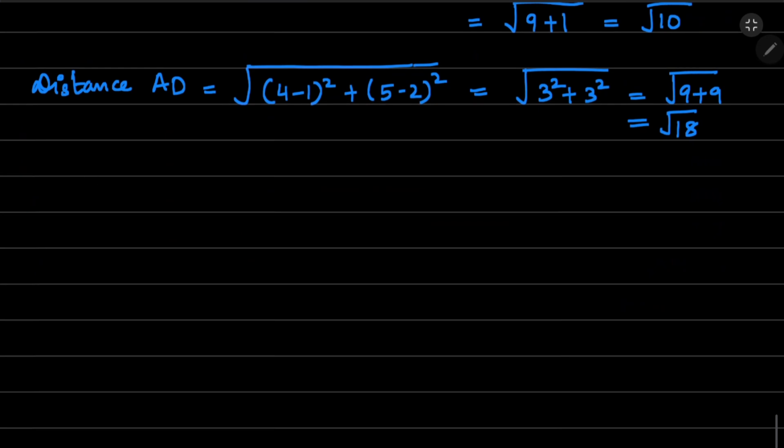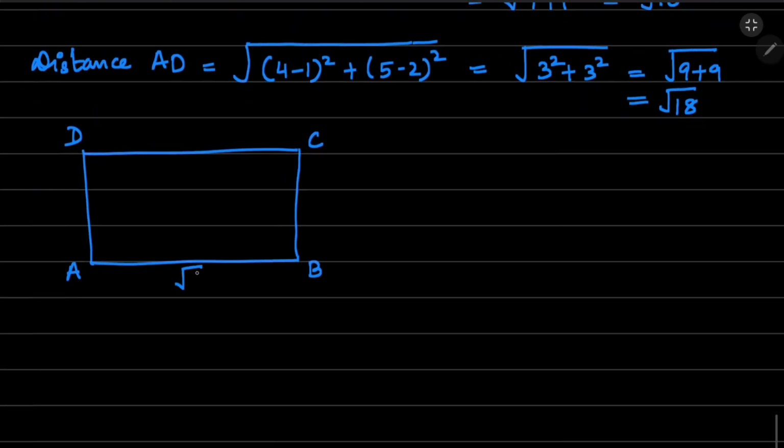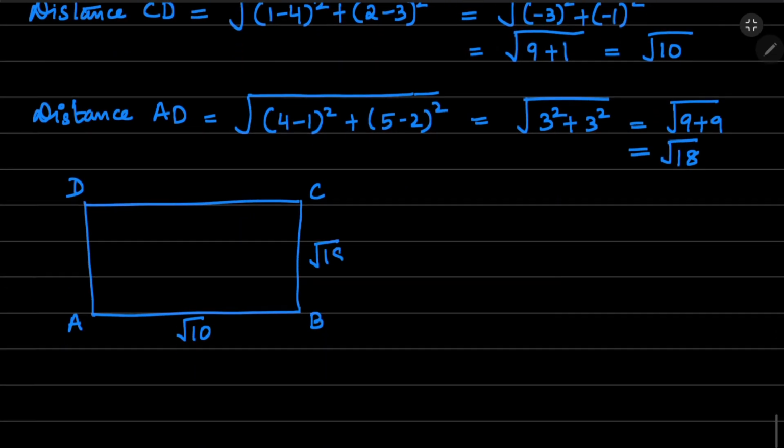Now let's draw a simple quadrilateral wherein the opposite sides are equal. Suppose this is A, B, C, D. What is the distance AB? Root 10 units. BC root 18. CD is again root 10 and AD is again root of 18. So the opposite sides are equal. What could be the possible type of the quadrilateral here?